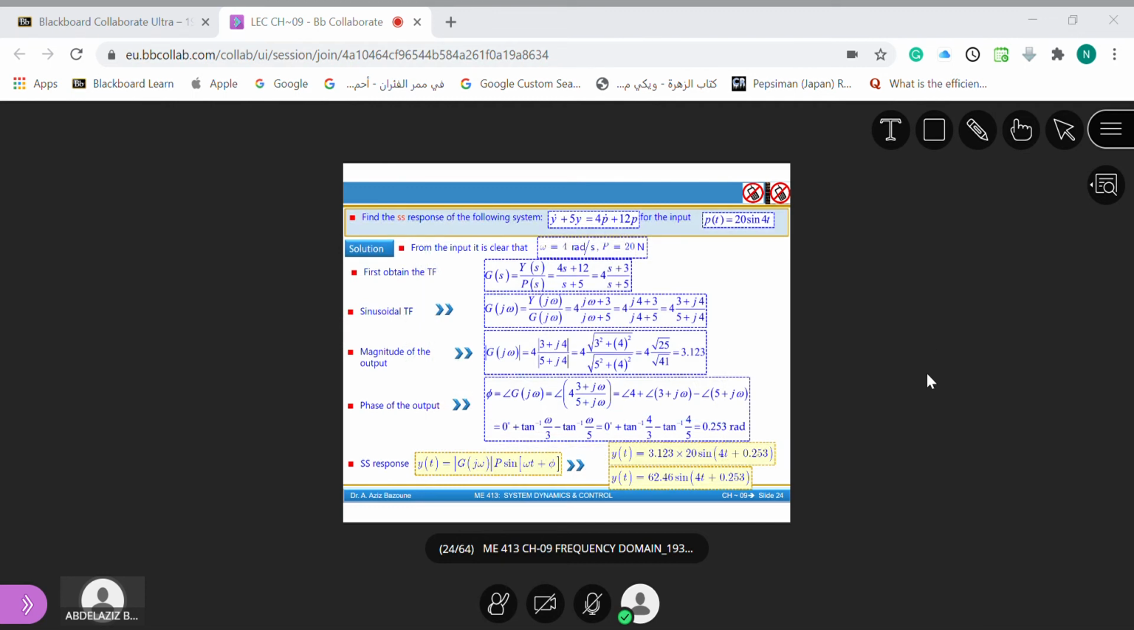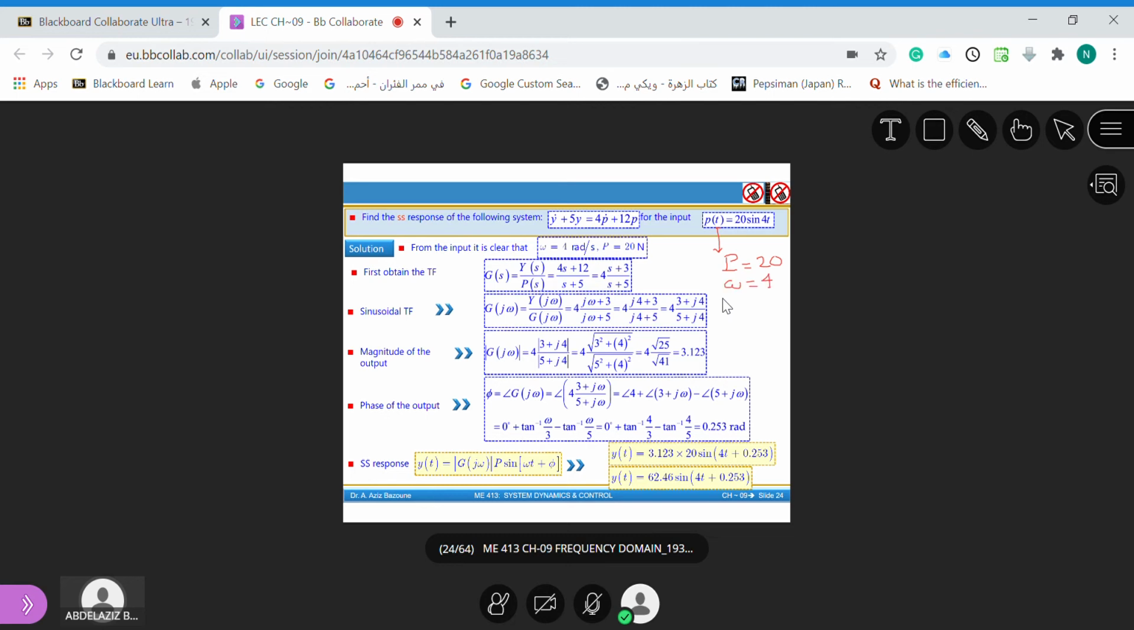Another example here: find the steady state response of the following system. The system is given by y dot plus 5y is equal to 4p dot plus 12p, for the input p equal to 20 sine 4t. From this input, you will see that the magnitude of the input, capital P, is equal to 20 Newton, and omega is equal to 4.